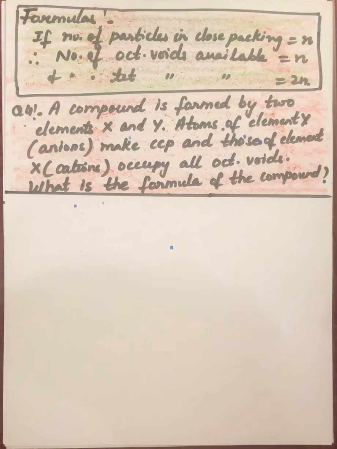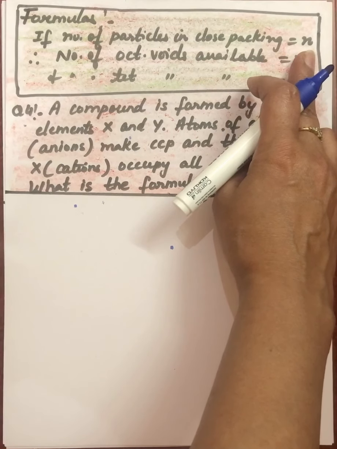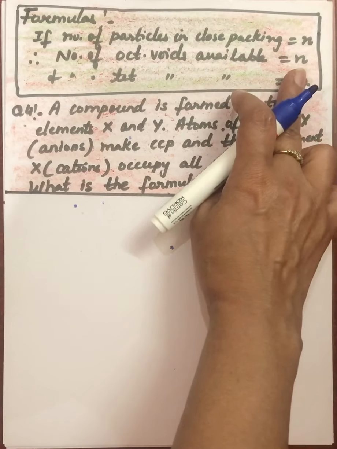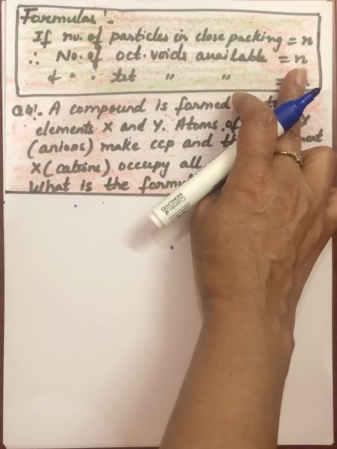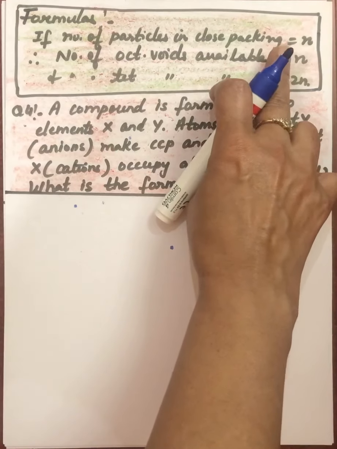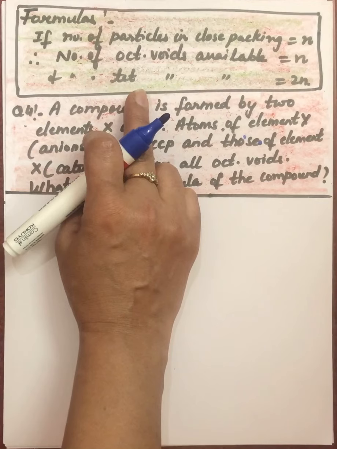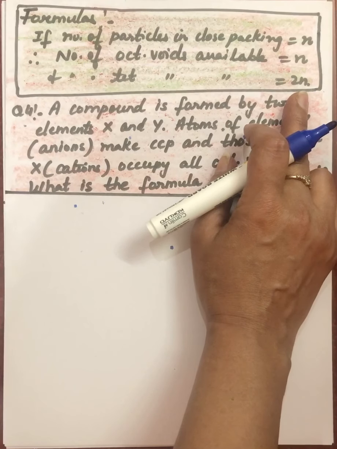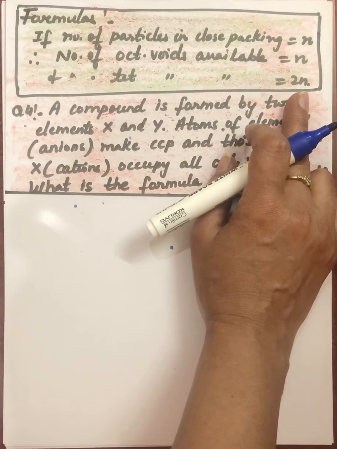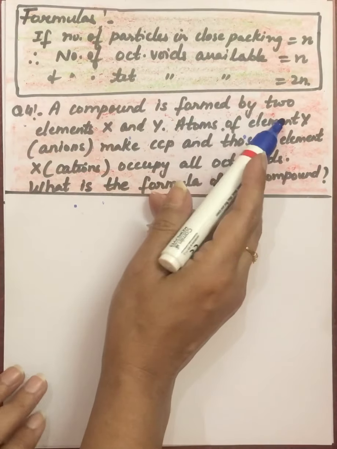This question is based on how many particles are in the close-packed arrangement. Suppose n particles are in the close-packed arrangement. Then how many octahedral voids will be available in this structure? Equal to the number of particles in the close-packed arrangement. And the number of tetrahedral voids is always double the number of particles in the close-packed arrangement, or the number of octahedral voids. So based on this numerical, a compound is formed by two elements.